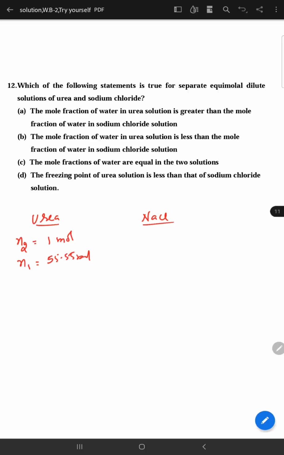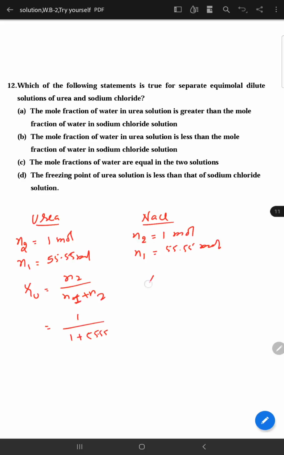Similarly, for NaCl solution, NaCl is the solute. So that is also equimolal. That's why I will consider the number of moles of NaCl as 1 mole in 1 kg of water. So the number of moles of solvent will also be 55.55 mole only. Mole fraction of urea, if you calculate, is N2 by N1 plus N2. N2 is 1 mole, so 1 mole divided by 1 plus 55.55. Even for the mole fraction of NaCl you will get the same thing, 1 mole divided by 1 plus 55.55. That means the mole fraction of urea and NaCl will be the same.